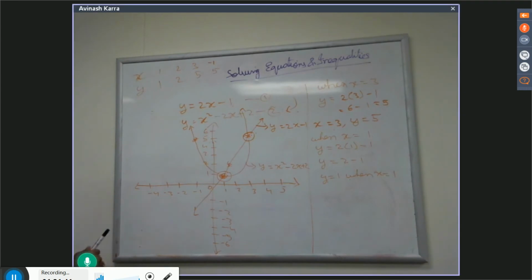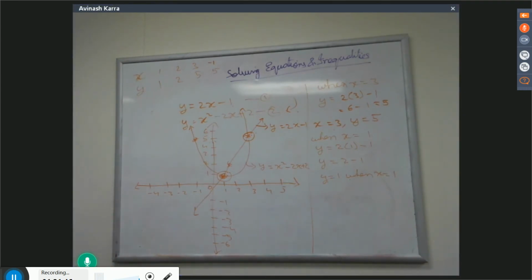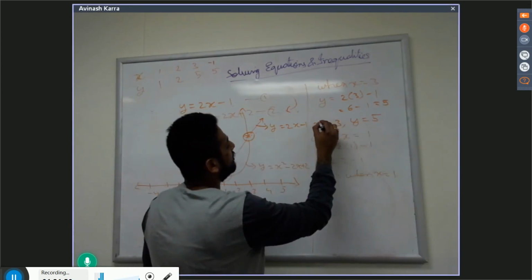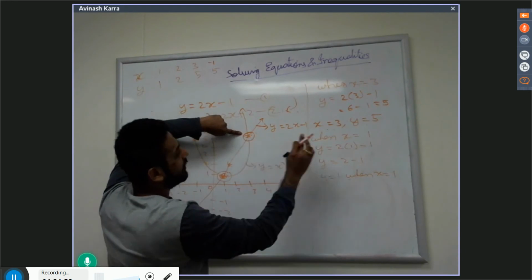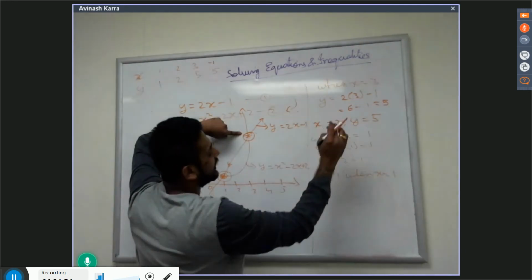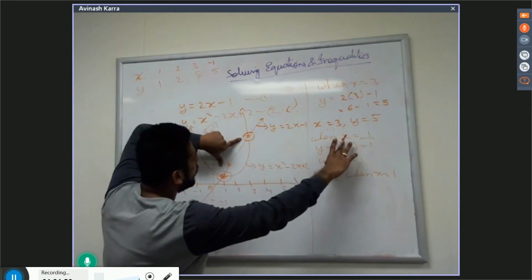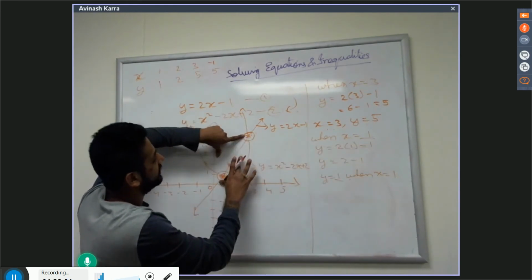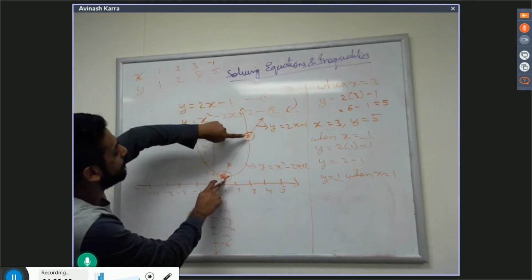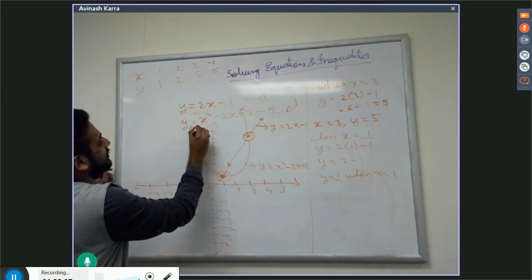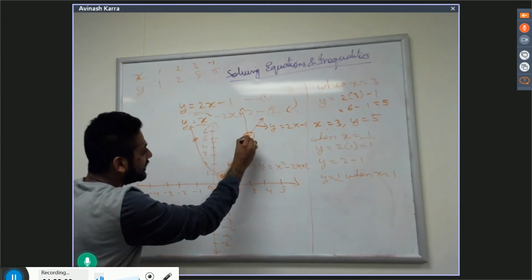If anyone has a doubt, see, when x equal to 3, y equal to 5, at 3 comma 5, and when x equal to 1 and y equal to 1, these are the points where they intersect. It means these are the points where it satisfies both the equations. That is the reason they intersected at that point.